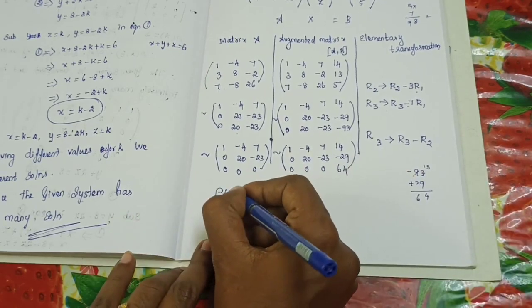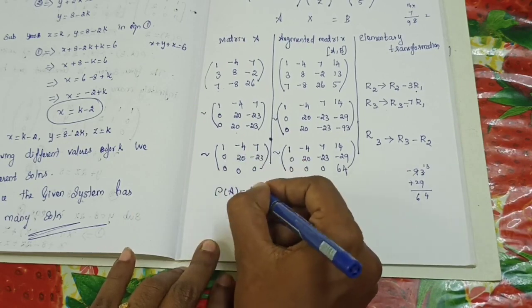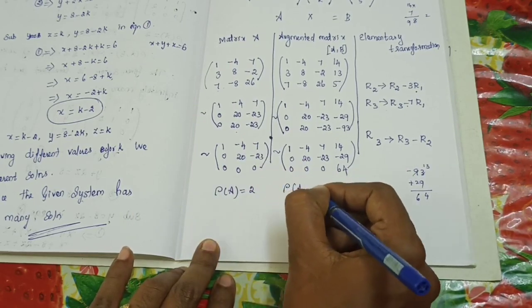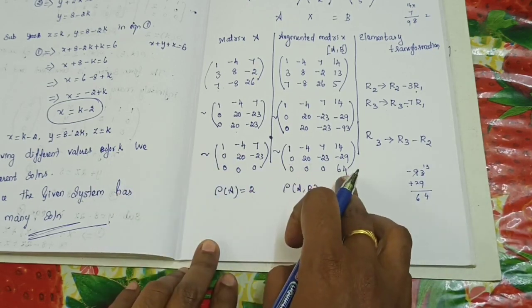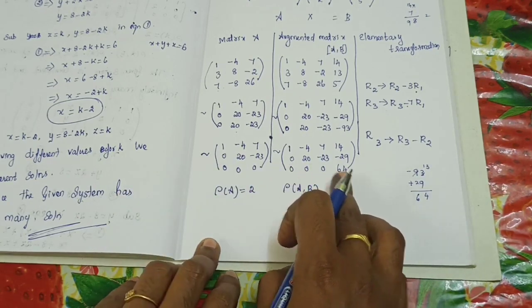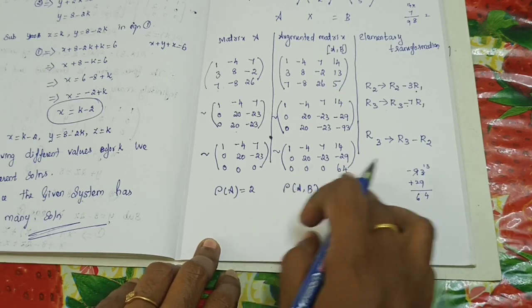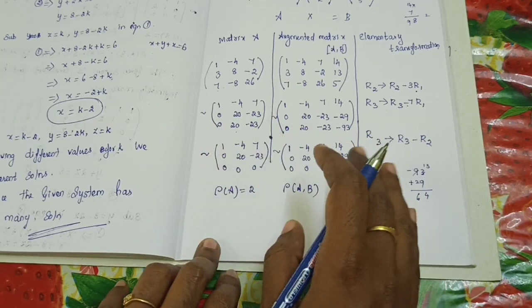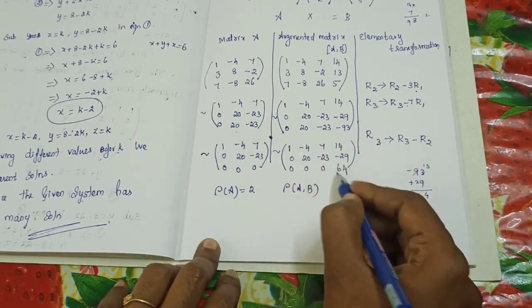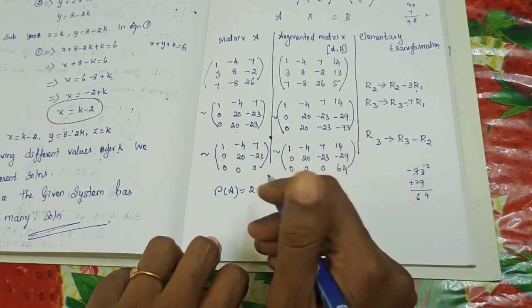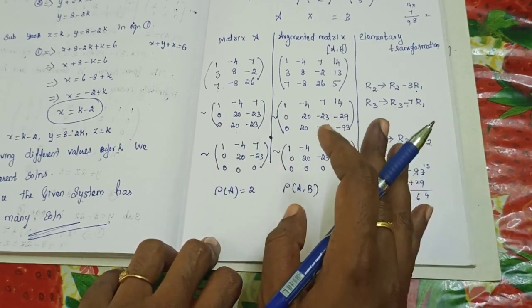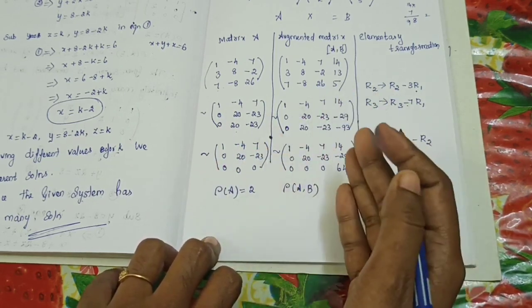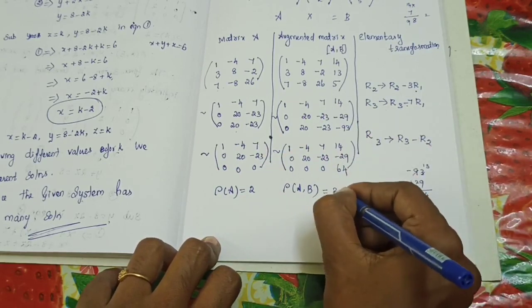So how many non-zero rows are here? Rank of A is 2. Is it right? Rank of A comma B, how many non-zero rows are there? This is also a non-zero row. I said this already. If it is a zero row, all the elements must be 0. Non-zero row means even if only one element is there, you will say it's a non-zero row. Element means a non-zero number, other than 0. Okay. So it is equal to 3.